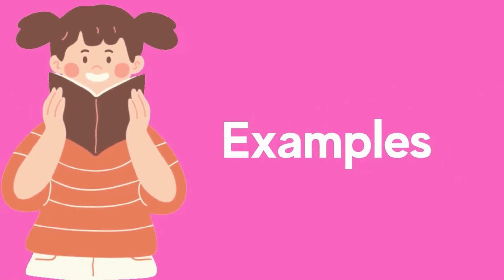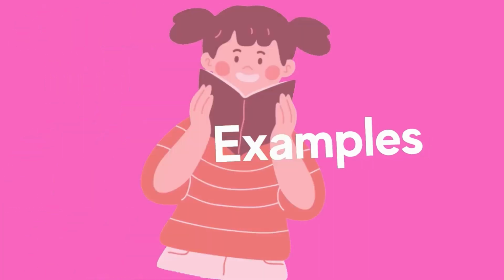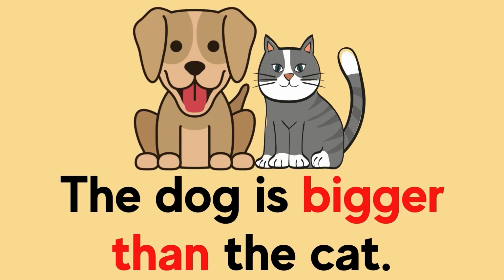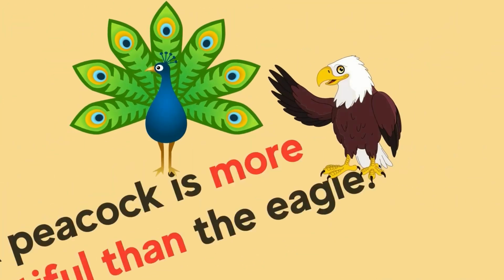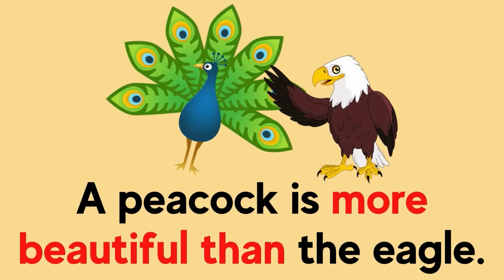Let us look at a few examples. The first example, Anne's hair is longer than mine. The comparative adjective here is longer than. The second example, the dog is bigger than the cat. The comparative adjective here is bigger than. The third example, a peacock is more beautiful than the eagle. The comparative adjective here is more beautiful than.